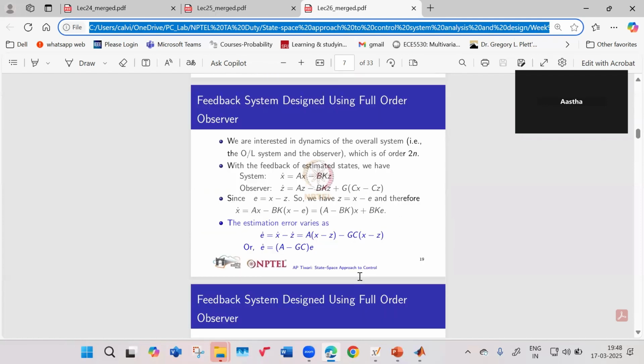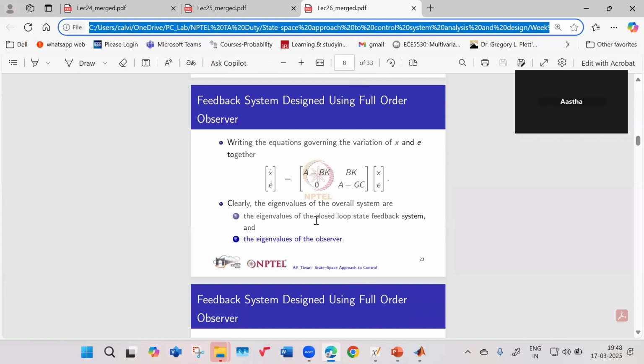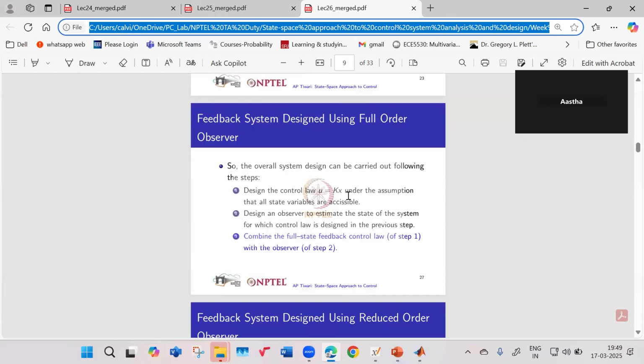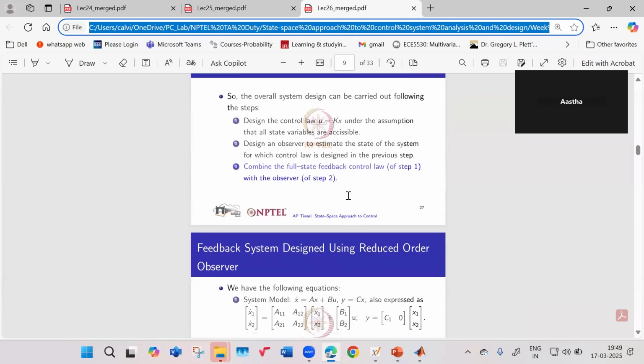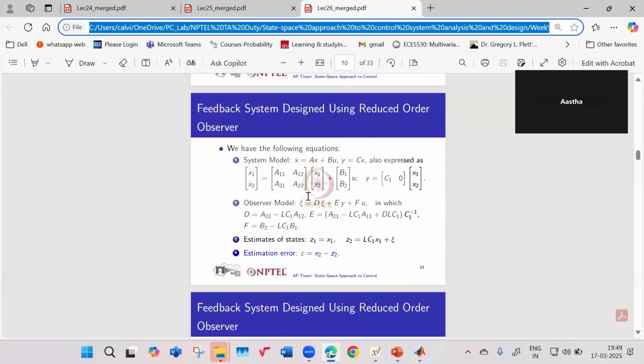So it has been shown that there is a decoupling. If you observe this matrix, x dot e dot is equal to [A minus BK, BK; 0, A minus LC]. This matrix is an upper triangular matrix, so its eigenvalues depend only on the diagonal elements. So we can decouple: we can design our state feedback and we can design our observer dynamics separately. So this has been shown.